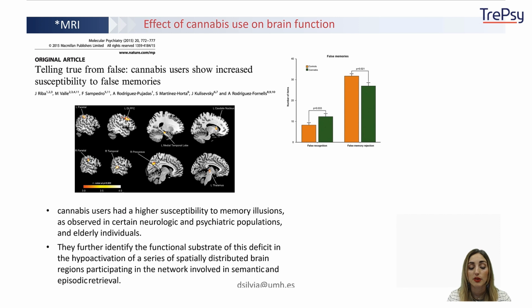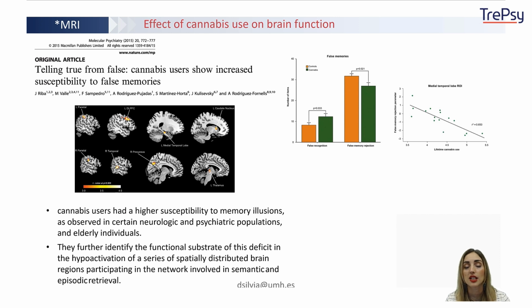But through using fMRI, they further identified the functional substrate of this deficit, and they identified it as the hypoactivation of a series of spatially distributed brain regions participating in the network which is involved in semantic and episodic retrieval. They also found an association between false memory rejection and the self-reported lifetime use of cannabis, suggesting that this effect is also quantitative.